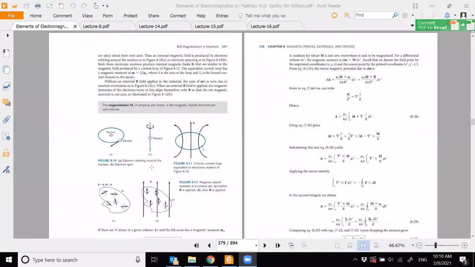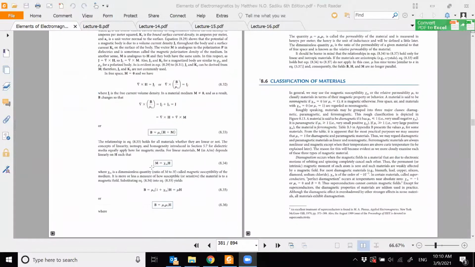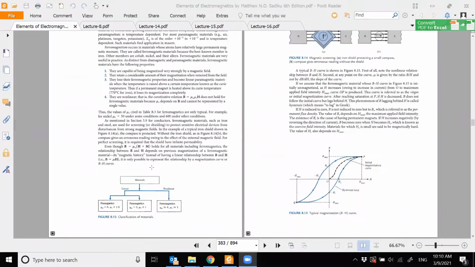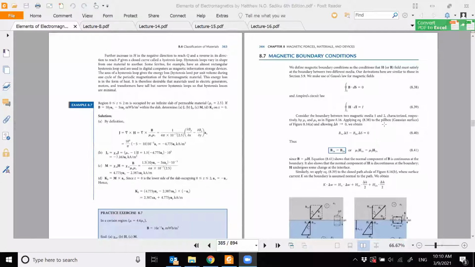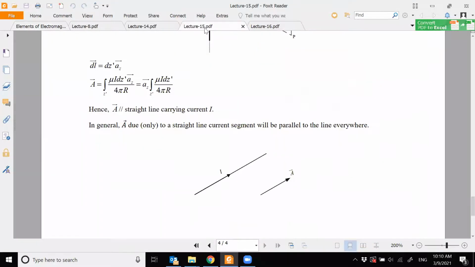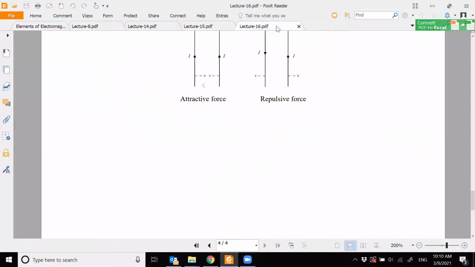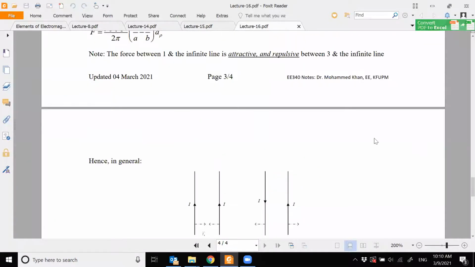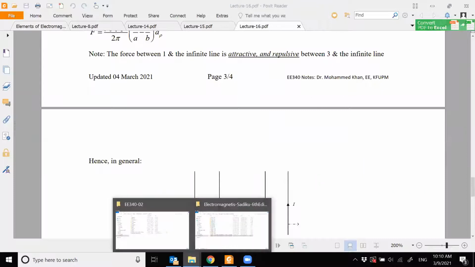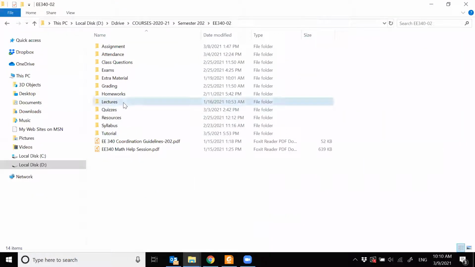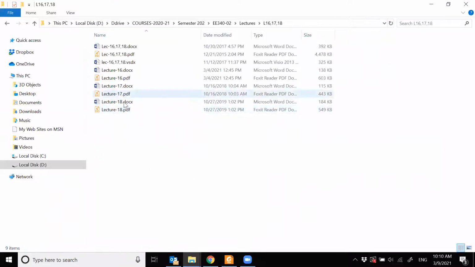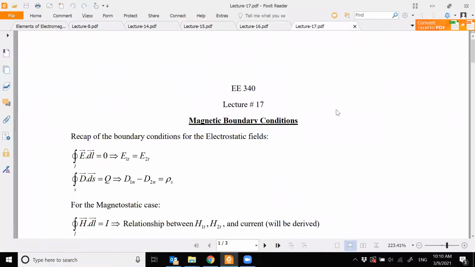And now let's go to the classification of materials, which is also not included. Now let's go to the magnetic boundary conditions. Just a second, I did not open the lecture of 17. Okay, so now what are the magnetic boundary conditions?